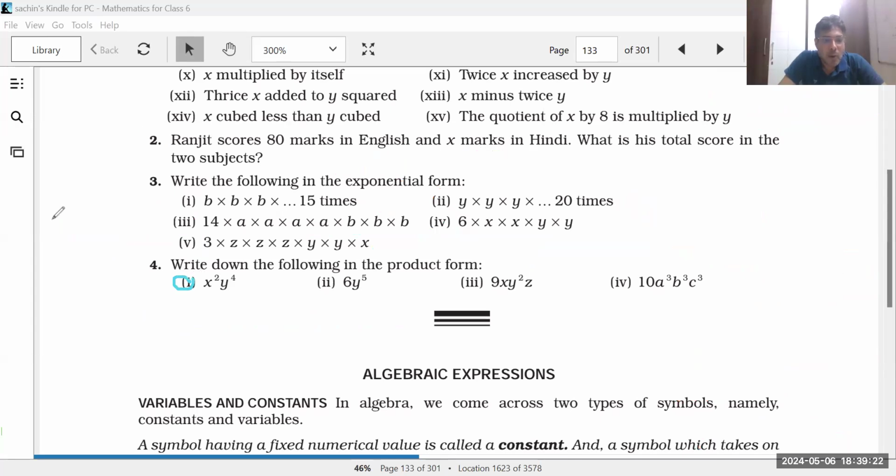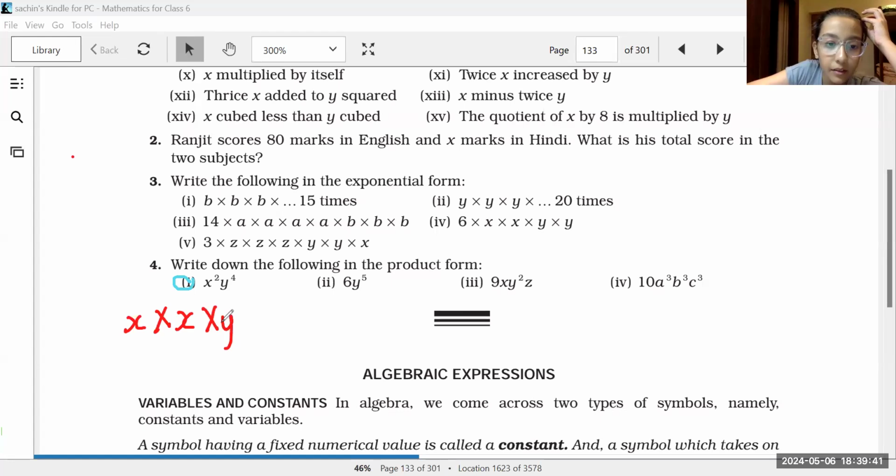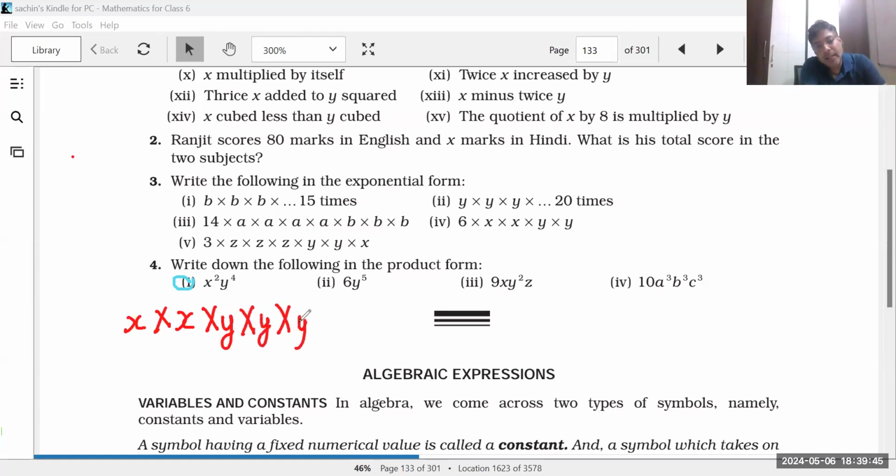Now, who wants to answer this without me explaining? Yes, Geet, beta, I already made the choice. Geet, answer. X into X into X, this is x. Into Y 4 times. Y, then again Y, then again Y, then again Y.